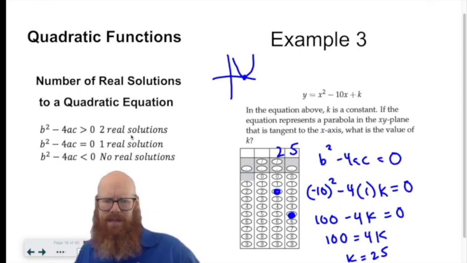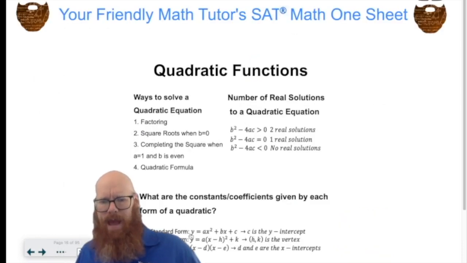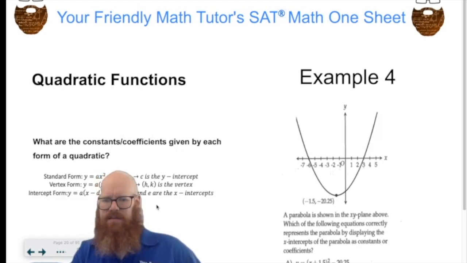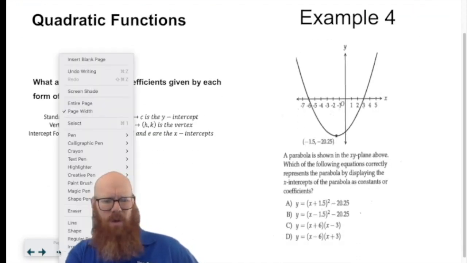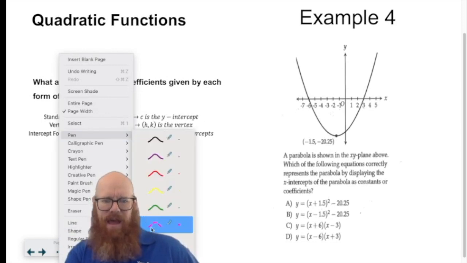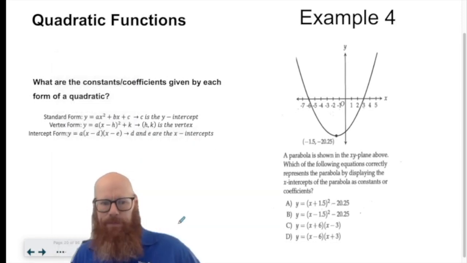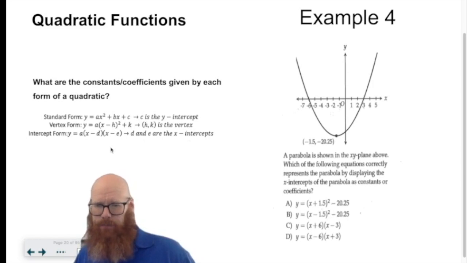All right, let's keep moving. Now we're going to look at the constants and coefficients given by a certain form of a quadratic. This is a question they like to ask. If they want the y-intercept given as constants and coefficients, we would want it to be in standard form. If they want the vertex, we want it to be in vertex form. And if they want the x-intercepts, we would want it to be in intercept form.